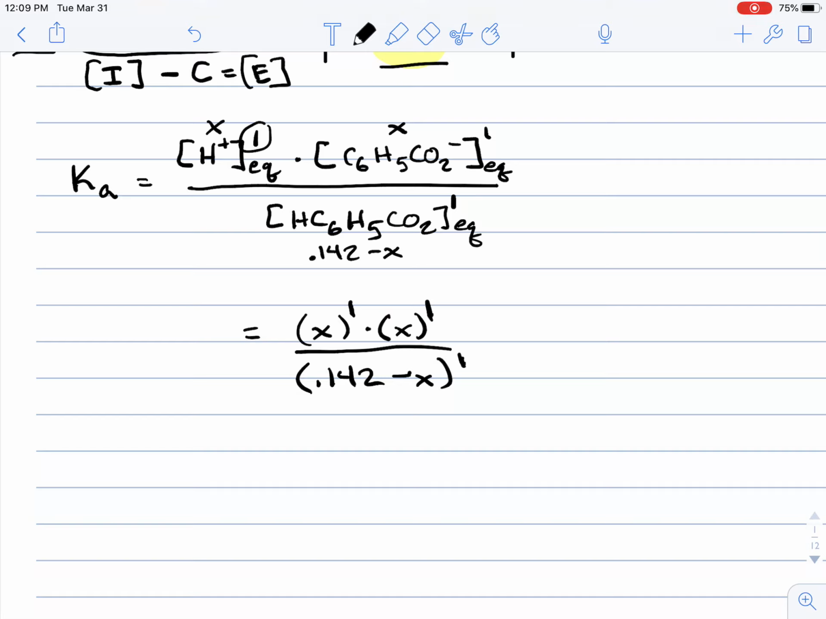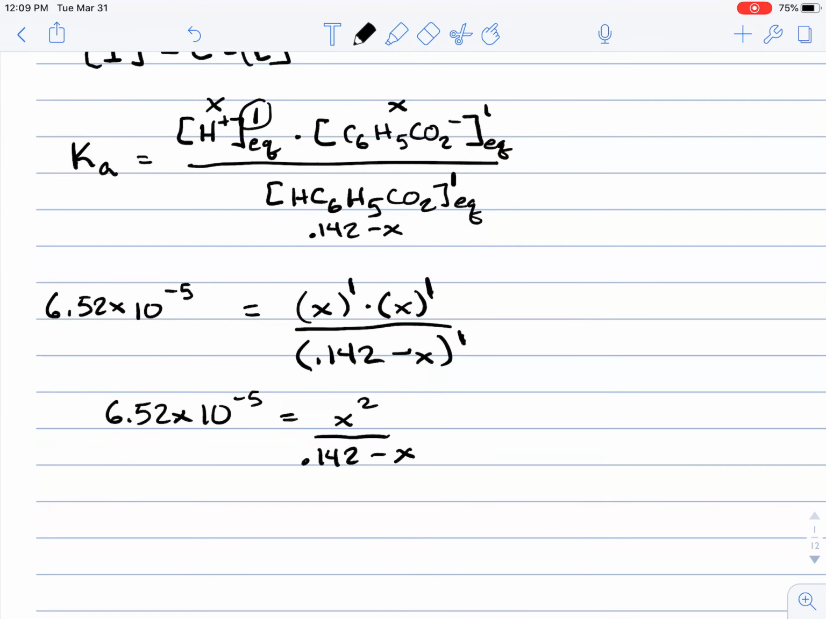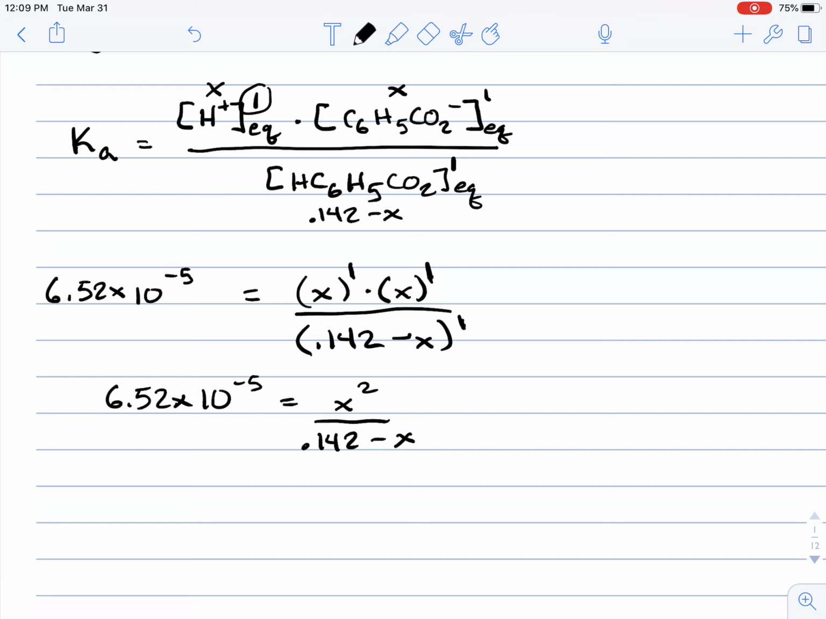Now, finally, the Ka value is going to be 6.52 times 10 to the negative 5. All right. So if we simplify our equation, we're going to get 6.52 times 10 to the negative 5 equals x squared over 0.142 minus x. And so a couple things, I need to remind you guys that Ka is unitless.